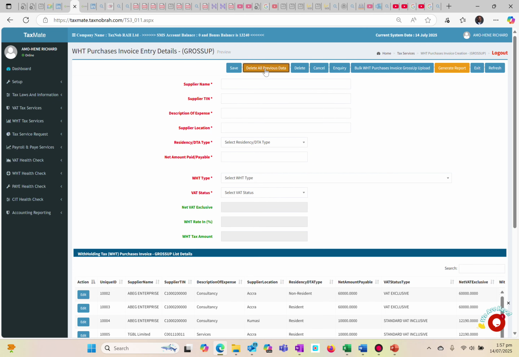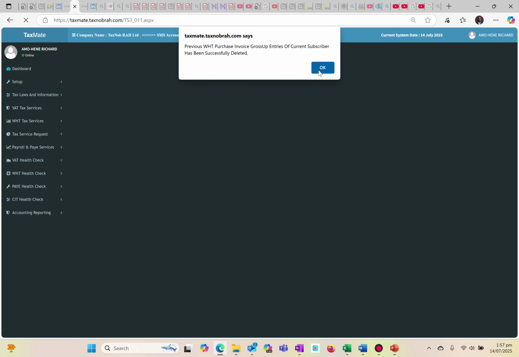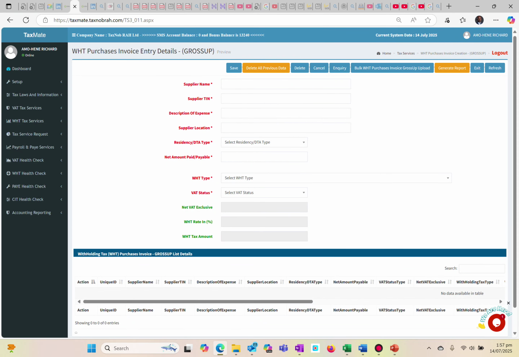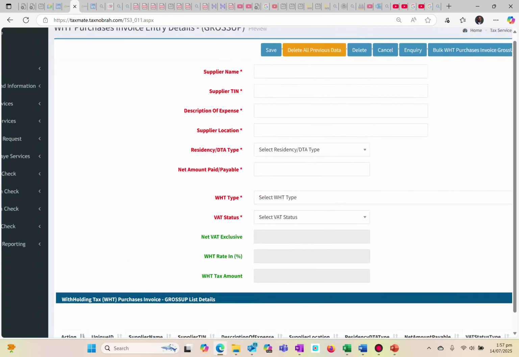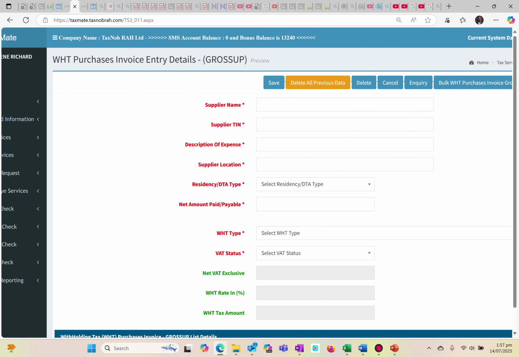So we have to still go back and delete all the previous data. This means that the previous month's gross up you did is still sitting in the system. And if you did not delete it, this one will add up to it and it will give you wrong numbers. So we have it over here. We will do it in two phases: we do the individual one, or the single entry, then we'll do the bulk upload as well.